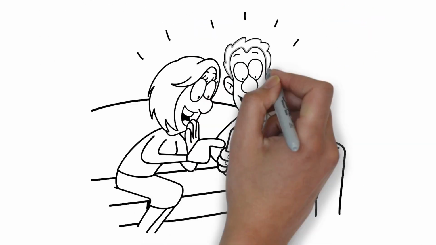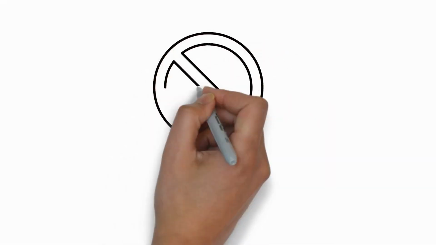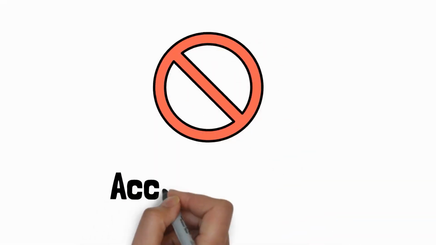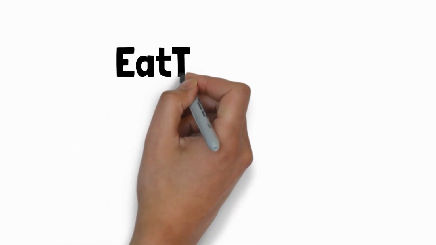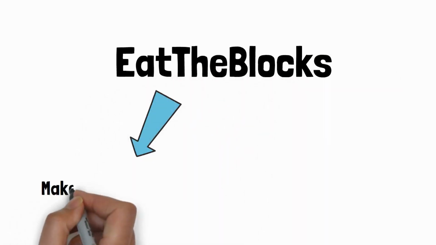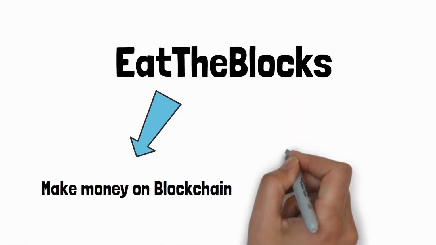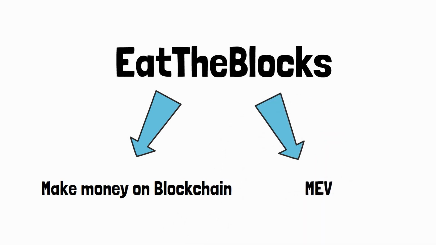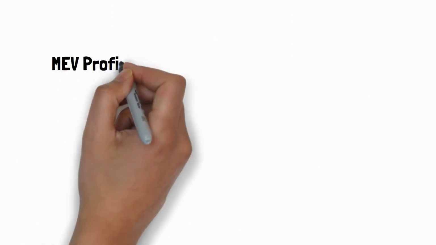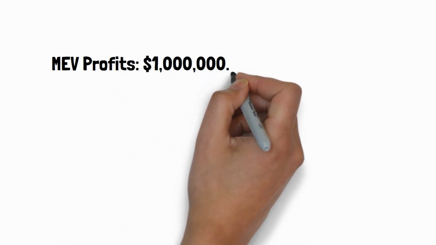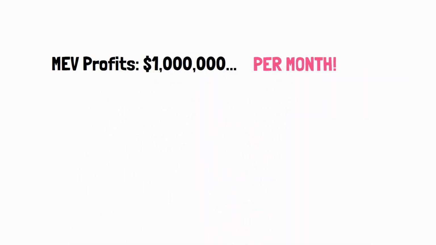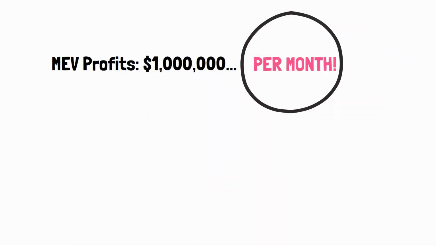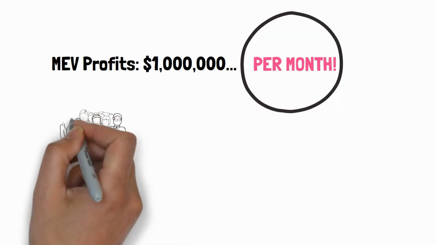MEV is a fascinating topic, but it's also very underground and it's hard to find some reliable information. Fortunately, you'll find my channel Eat the Blocks, where I teach developers how to make money on the blockchain, including with MEV. With MEV, some blockchain developers made up to $1 million per month. Yes, you heard me right, not per year, per month. Enough to buy Lambos for the whole family.